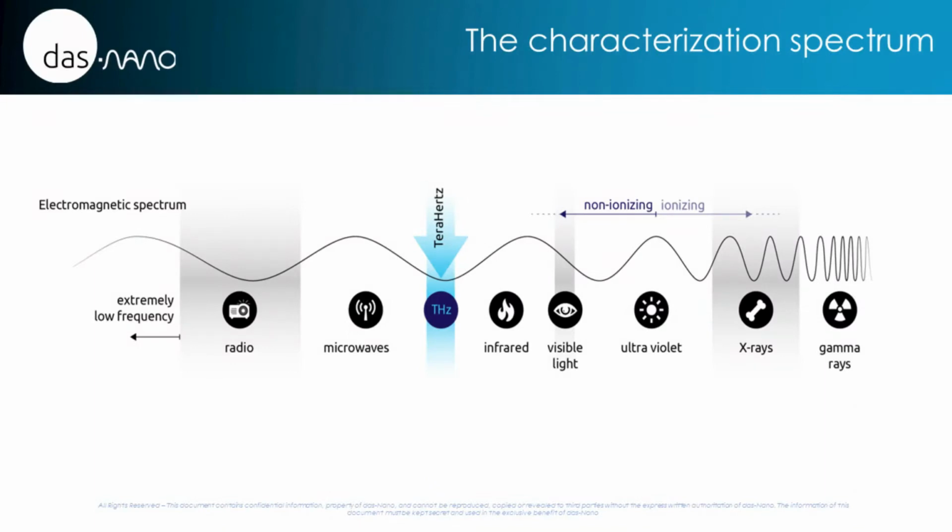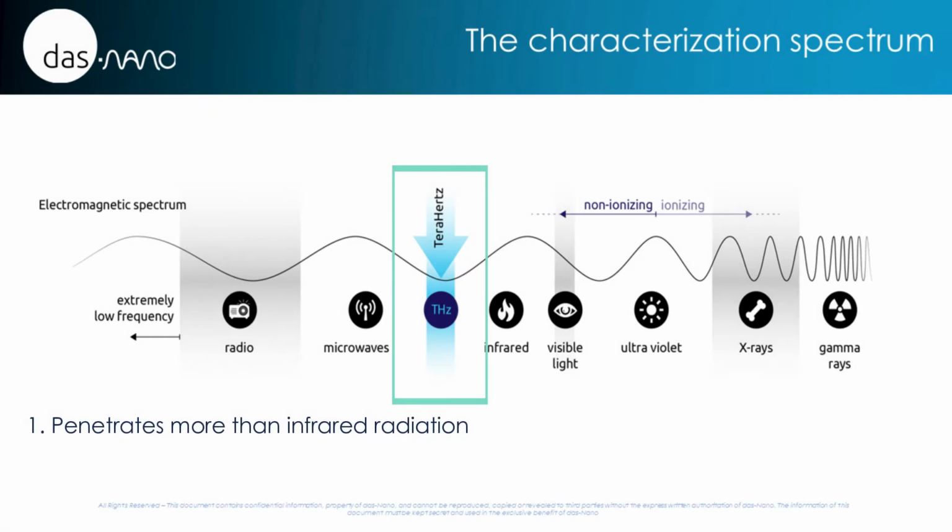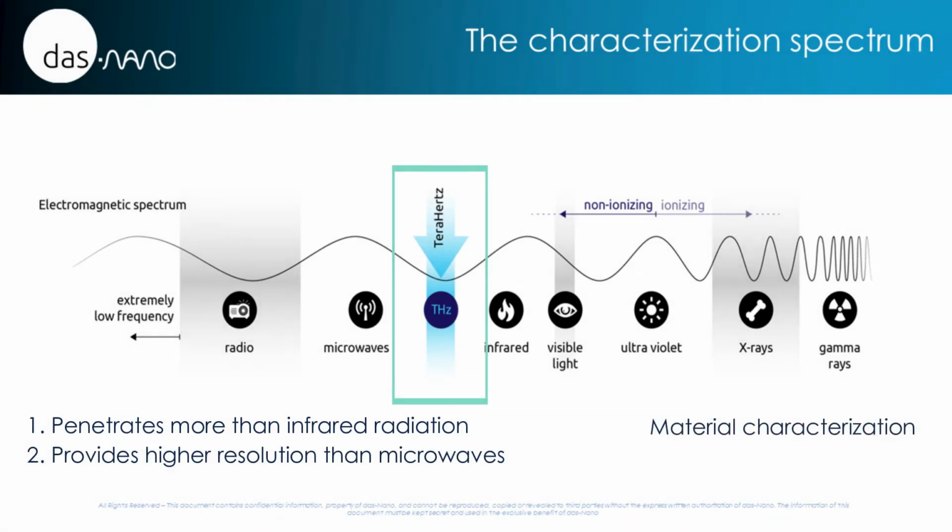Thanks to terahertz waves. Here we have the electromagnetic spectrum. Terahertz waves are located in the zone between microwaves and the infrared, which are widely known and used frequency bands. Due to its position in the spectrum, the terahertz frequency band presents two clear advantages. It penetrates more than the infrared radiation and at the same time provides higher resolution than microwaves. These two advantages can be exploited for multiple applications, such as material characterization and imaging techniques.